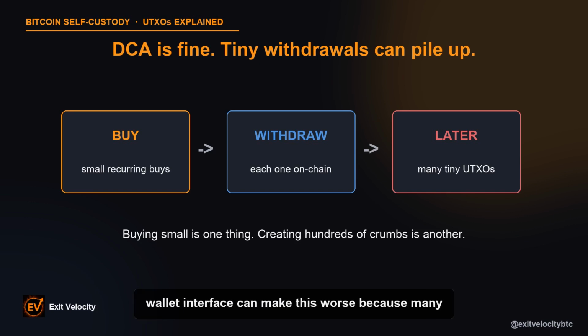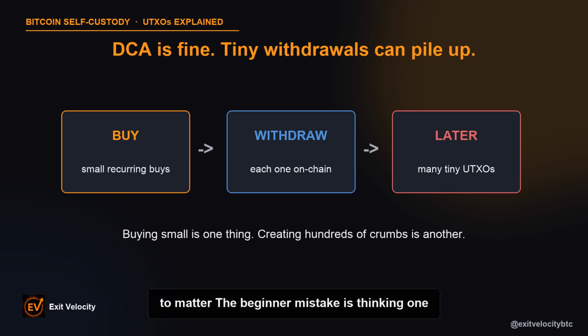The wallet interface can make this worse because many wallets hide UTXO selection by default. That is fine for beginners. You should not need a graduate course just to receive Bitcoin, but as your balance grows, or as you plan larger future spends, or as you care more about privacy, the hidden machinery starts to matter.